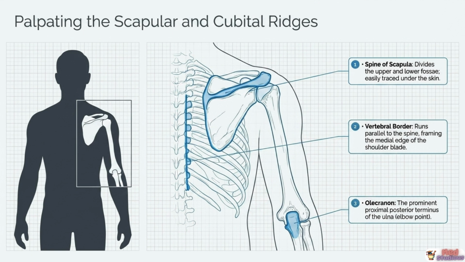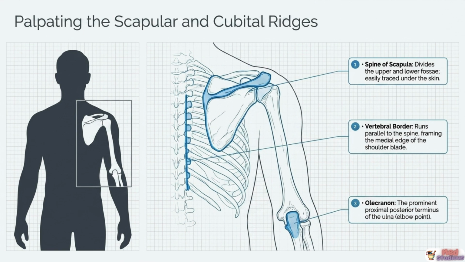The second landmark is the vertebral border of the scapula, the medial edge of the shoulder blade, running parallel to the thoracic spine and visible in lean individuals. This border is the attachment site of the serratus anterior muscle, and its abnormal protrusion, called winging, indicates serratus anterior weakness from a long thoracic nerve injury.